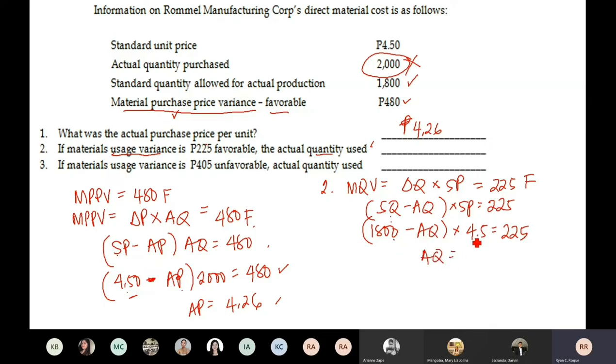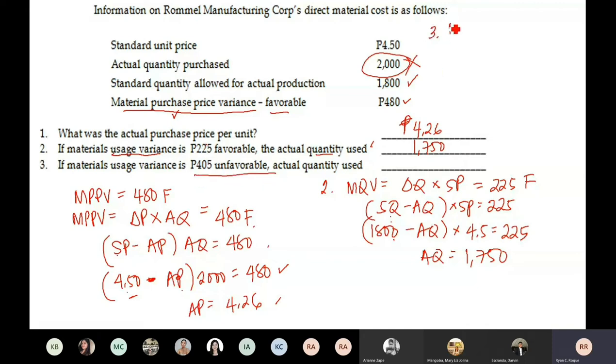So, actual quantity natin, ilipat dun yung 4.5. 225 divided by 4.5. Ayan. So, the answer is 1,750. So, that's for number 2. Okay? For number 3, 405 unfavorable naman.